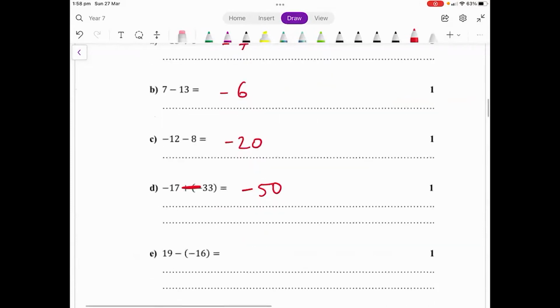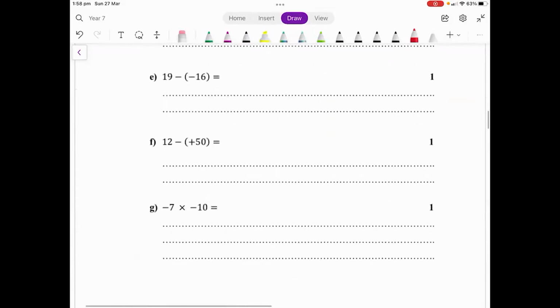Question E, there's 2 negatives. So we're going to replace that with a plus sign because they're both the same. And 19 plus 16 is 35. Question F has a negative and a positive sign. Once again, those signs are different, so we replace it with a negative sign. Starting at 12, moving left 50 spots, you end up at -38.